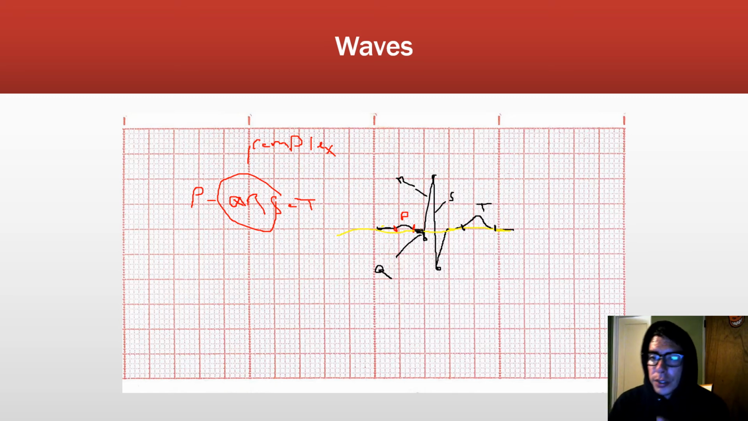Then the QRS altogether is ventricular depolarization. And then when it comes back up and we have this positive deflection above the baseline, that represents ventricular repolarization. So that's like when the ventricles are basically recharging so they can beat again. Atrial repolarization occurs at the same time as the QRS complex, and the QRS is way bigger, so it kind of drowns out the atrial repolarization, so we don't see it on there.